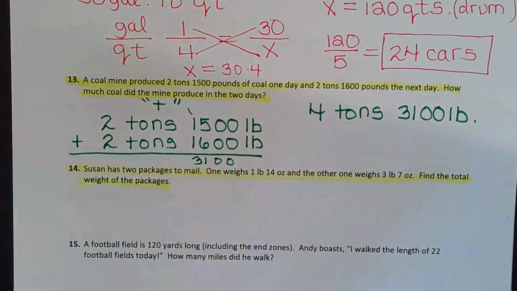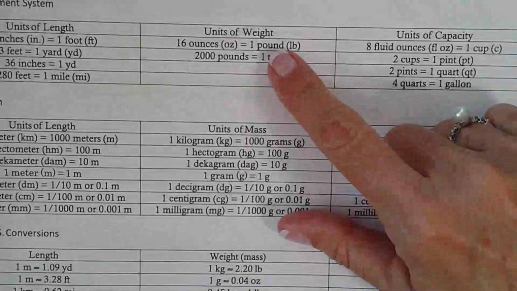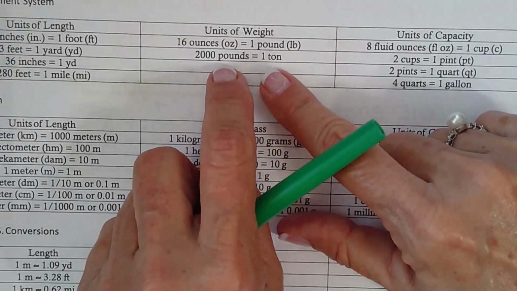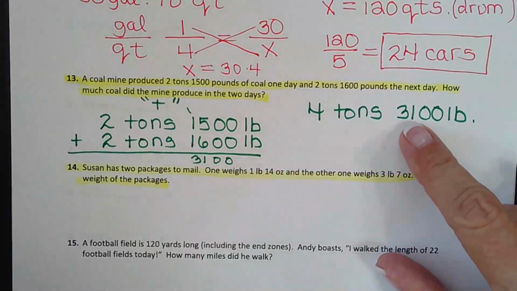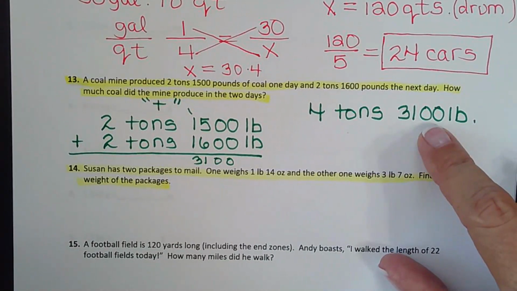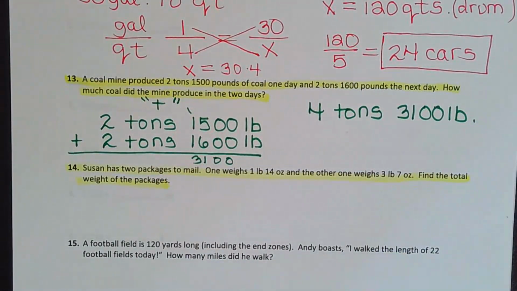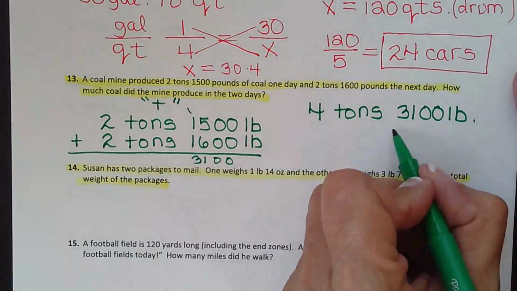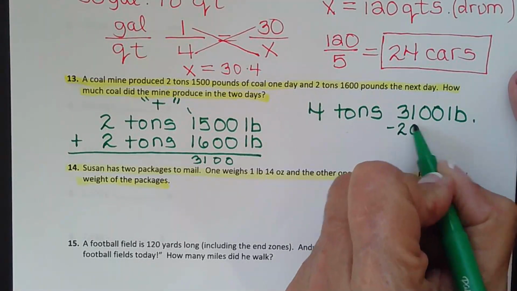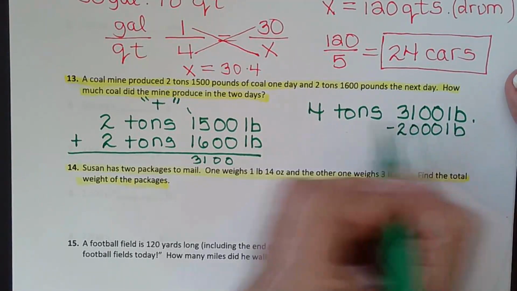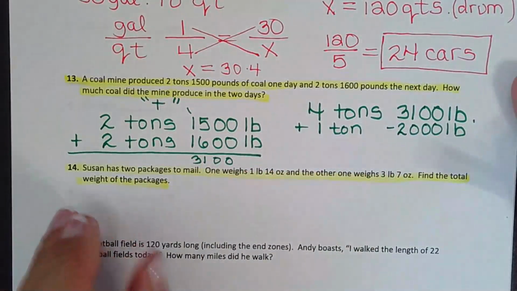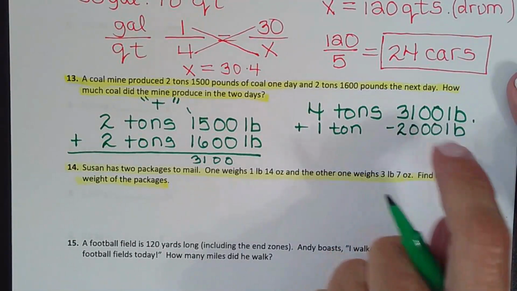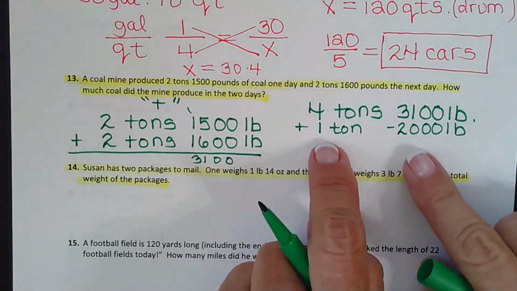Because it's not simplified. So we can go to our weight measurements and we see 2,000 pounds is a ton. So I can't have over 2,000 pounds here because 2,000 pounds is a ton. So this is what you should do in your head. Whether you show it or not, it doesn't matter. So you need to take 2,000 pounds away from this one and add a ton here, because this number cannot be over 2,000. So subtract 2,000 and add a ton.